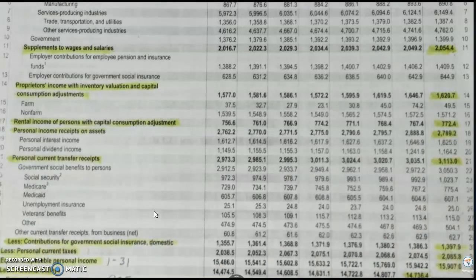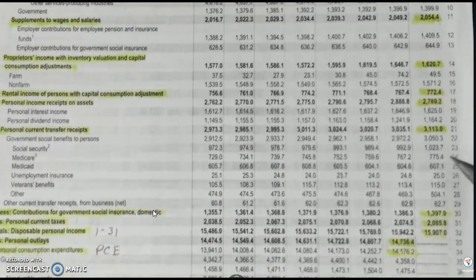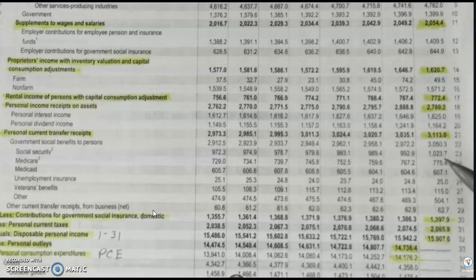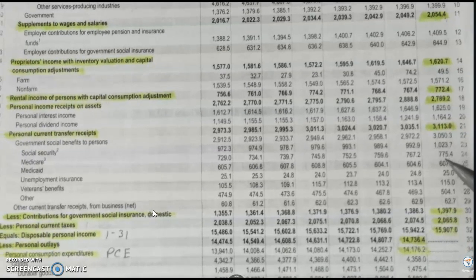And the big one here is going to be Social Security. No surprise there. Over $1 trillion in annualized January figures, January 2019. And then the next big one is going to be Medicare. Okay, so those two very large government programs that provide either funds or services to people. But that's part of income. Right? That's part of personal income because you're getting value from the government.